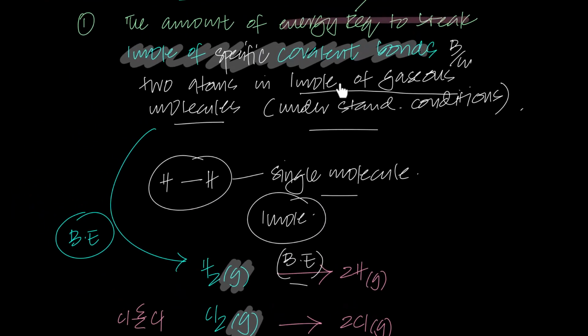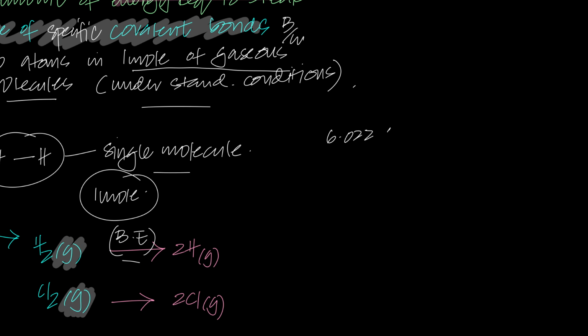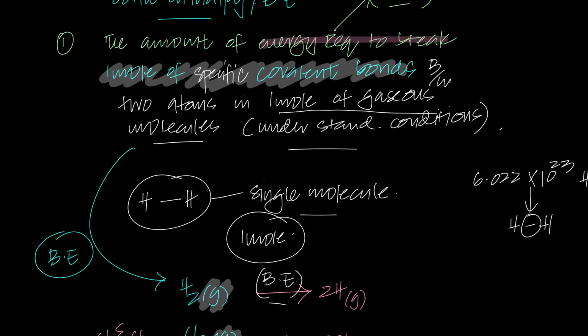If you have 1 mole of gaseous molecules, you will have 1 mole of covalent bonds, wouldn't you? 1 mole means how many gaseous molecules? It means 6.022 into 10 to the power 23. If I say you have 1 mole of hydrogen molecules, you have these many H's, right? And so you'll have these many H bonded to H bonds. That's the reason I'm saying to break 1 mole of specific covalent bonds between two atoms in 1 mole of gaseous molecules, right? So that's the idea of bond enthalpy, and we've already studied this.